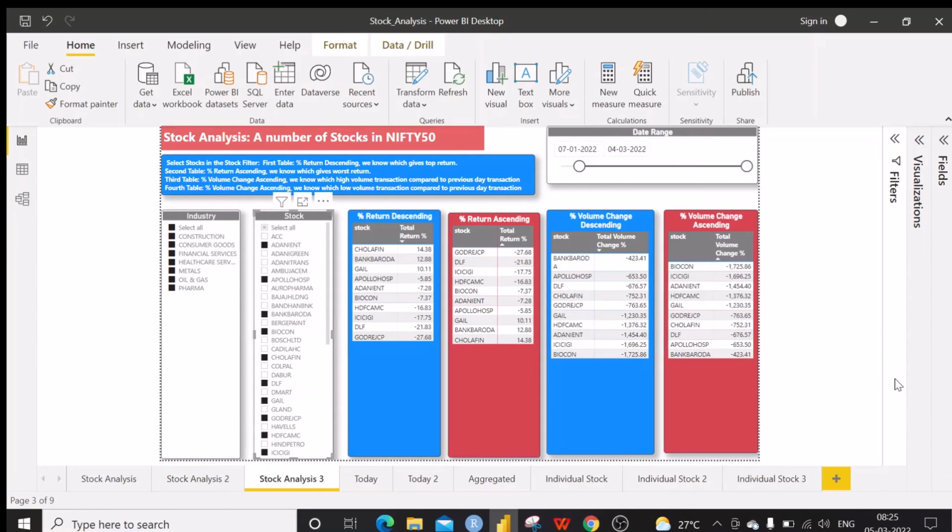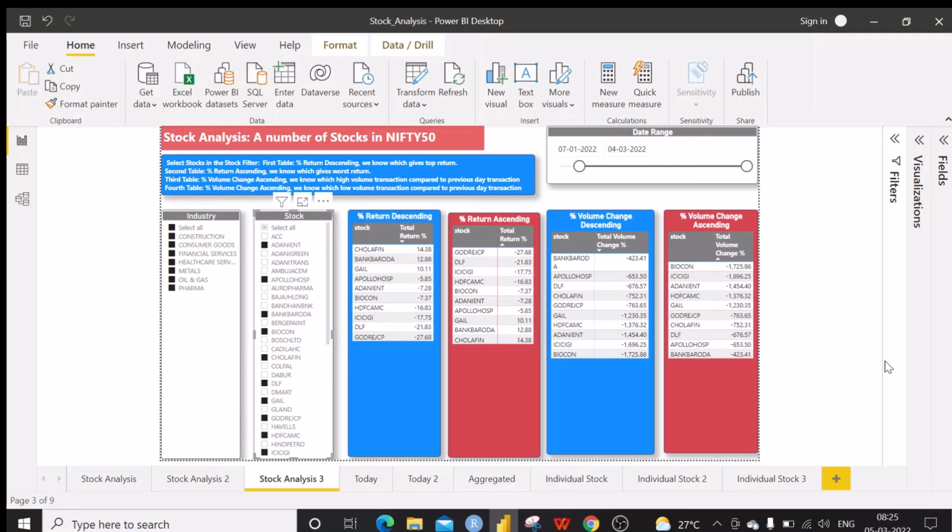The first one shows you the shares that are performing well. That is, among our selection, Solar Finance is the first one that is giving the best return. That is 14.38 for the period of 7th January to 4th March. And the second stock is Bank Baroda. The third one is GAIL.